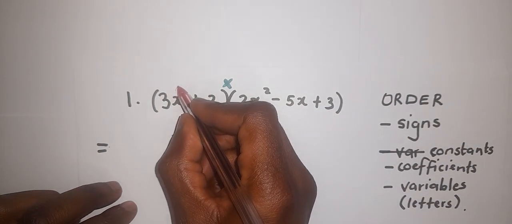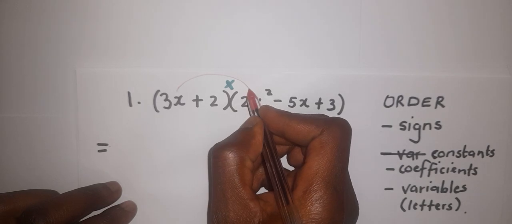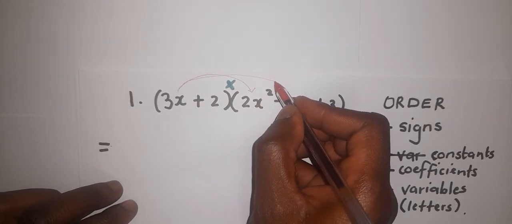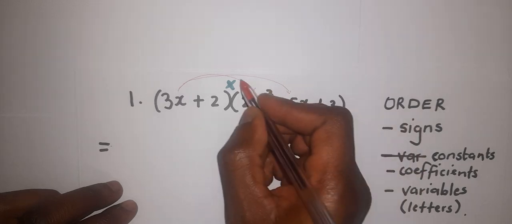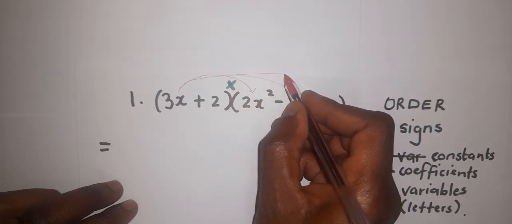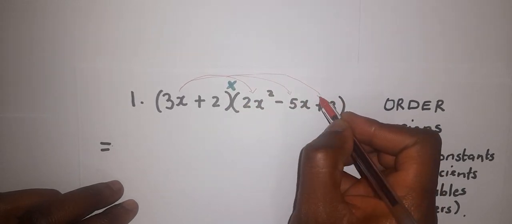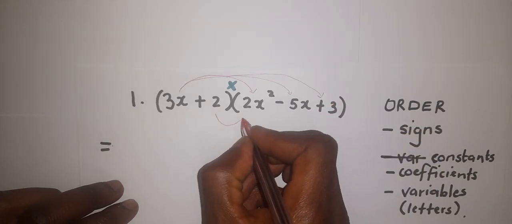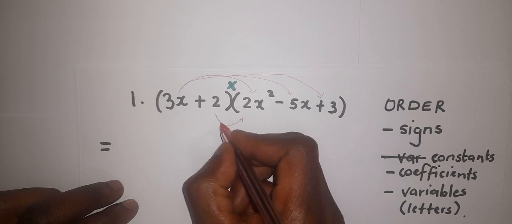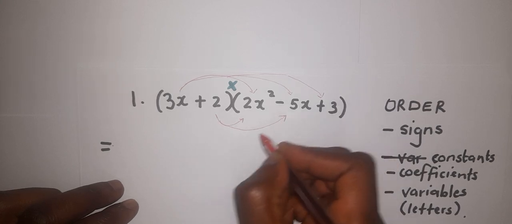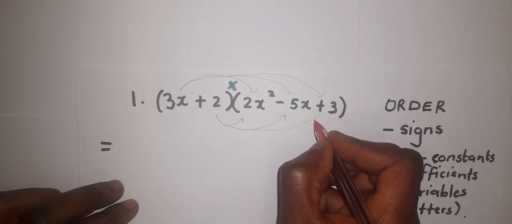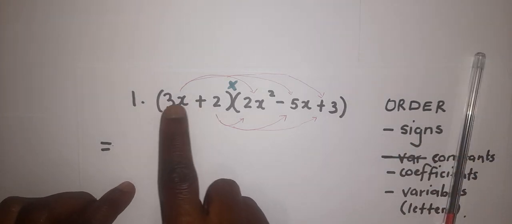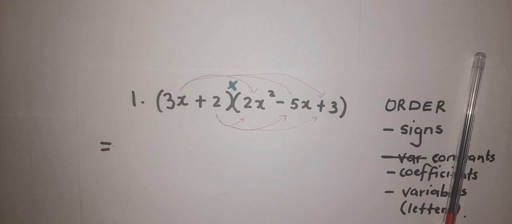I'm going to take this 3 right over here and multiply it with every term in the second bracket. This is called the distributive law of multiplication. Similarly, the 2 in the first bracket with every single term in the second bracket. So I'm actually distributing these two terms in the first bracket to every term in the second bracket.